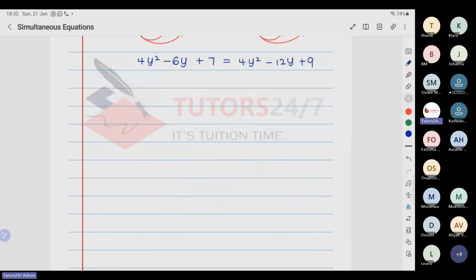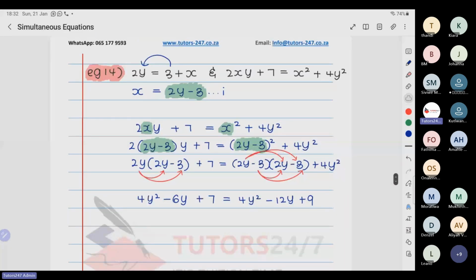Okay, so back to what we were originally doing. Let's just do a quick recap. What we did when we started was we identified that we can make x the subject of the first equation. Once we made x the subject of the first equation, we then took that equation of x and substituted it into the second equation. So that 2y minus 3 was substituted into the second equation, and that became what you see here.